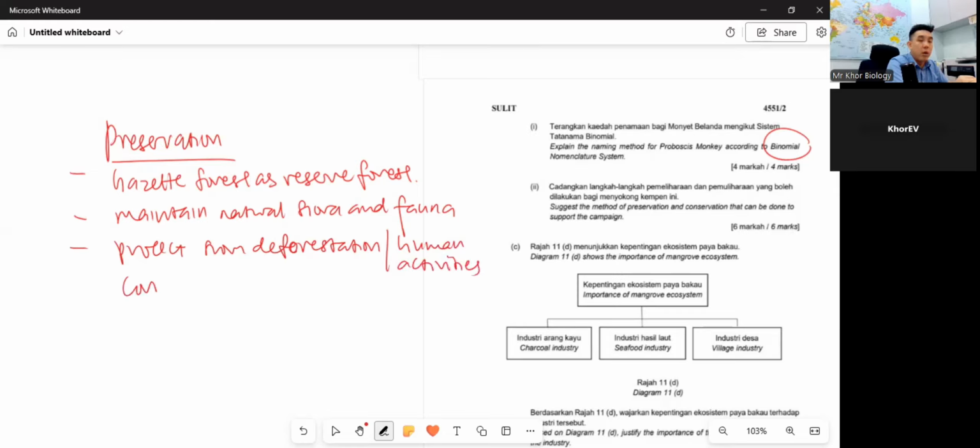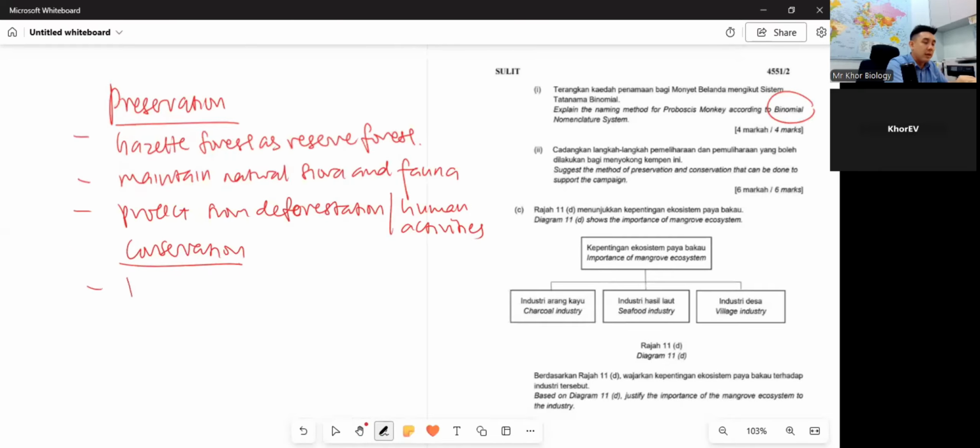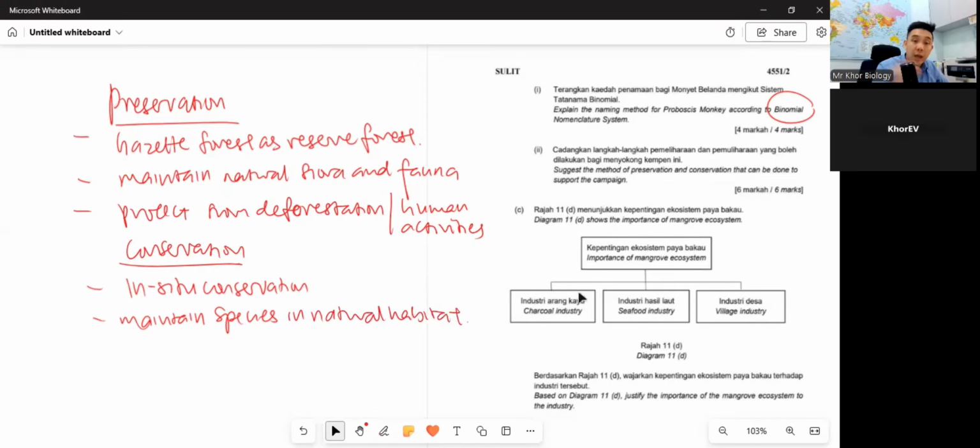Guys, as for conservation, be careful, don't write conversation. So one good way is in situ conservation, whereby we maintain the species in their natural habitat. Means we study them and so on in their natural habitat. Guys, you can give an example like Taman Negara.